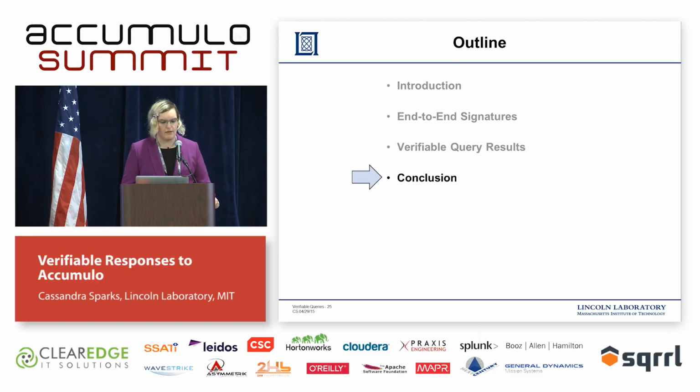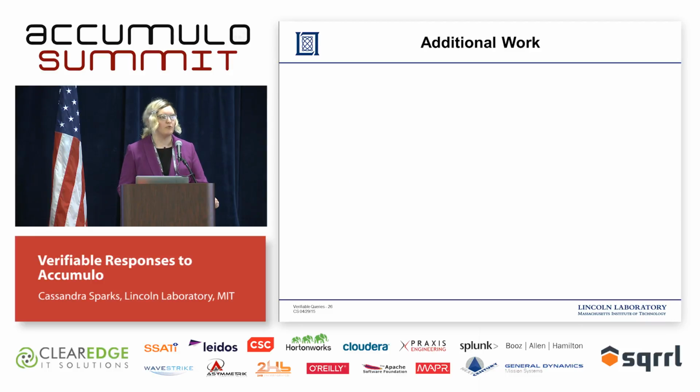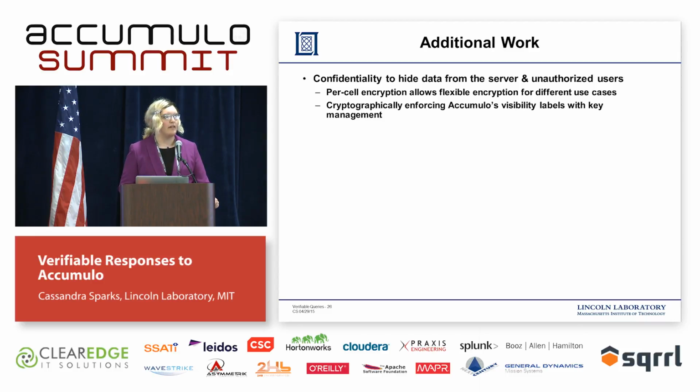So just to sum up, we have some additional work that we're doing that I mentioned earlier in the talk. We're also looking at confidentiality to hide data from the malicious server and from unauthorized users. So we have per cell encryption that lets users flexibly encrypt different parts of the cell as they need to. And we're also looking at cryptographically enforcing Accumulo's visibility labels using both interesting crypto and key management techniques.